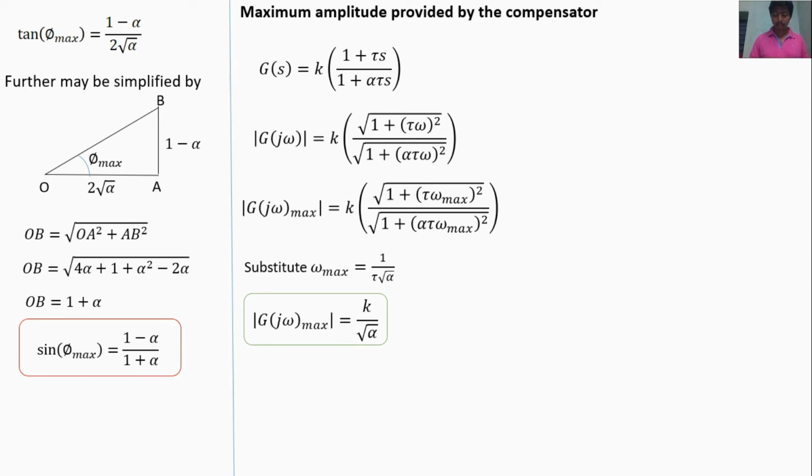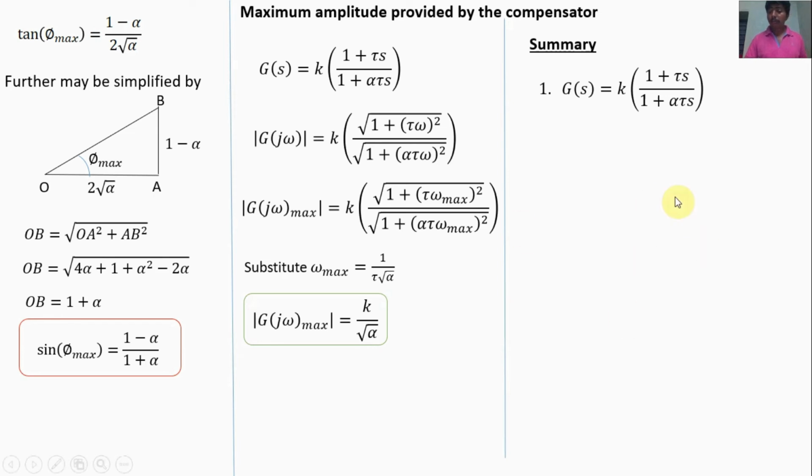Finally, conclude that the transfer function of the compensator is G(s) is equal to K into (1 plus tau s) by (1 plus alpha tau s). The condition: if the phase angle is negative, this is the lag compensator. If the phase angle is positive, the compensator is a lead compensator.